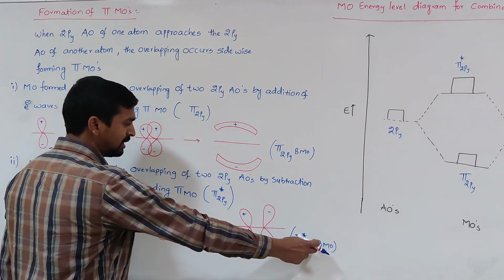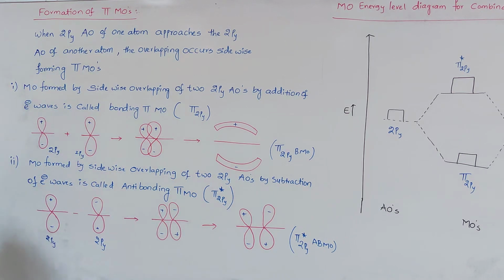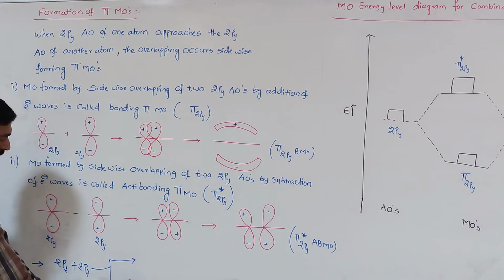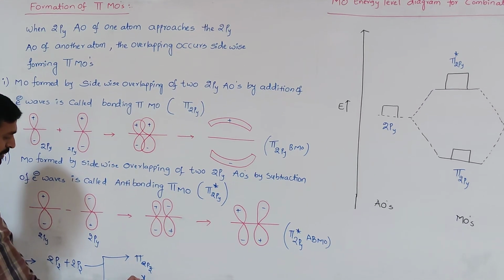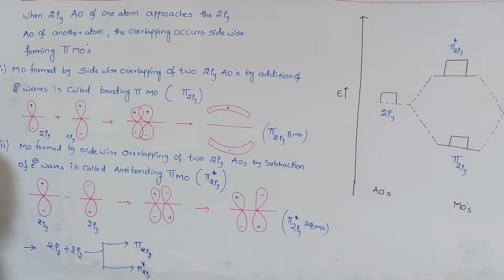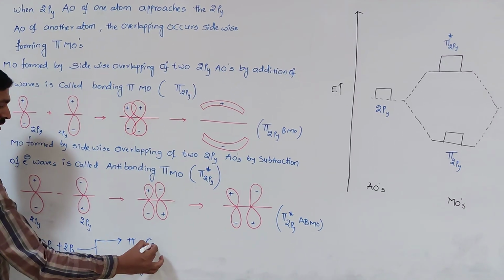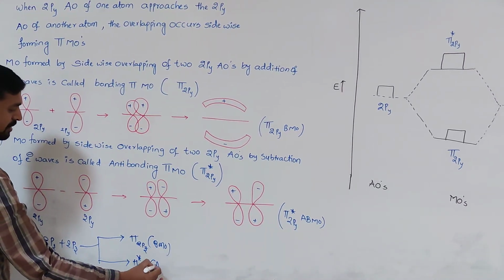That is pi star 2py ABMO. Similarly, if you apply this for 2pz, then 2pz is also perpendicular to the internuclear axis, and two more molecular orbitals are formed. What are they? If 2pz and 2pz are involved, two types of molecular orbitals are formed. One is bonding and another one is anti-bonding. That is pi 2pz and pi star 2pz. So like that, one is a bonding molecular orbital and another is an anti-bonding molecular orbital.